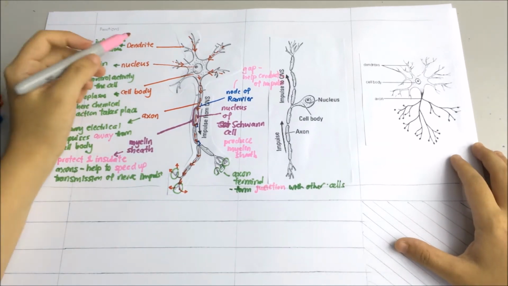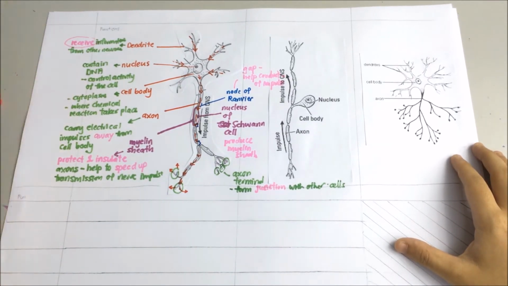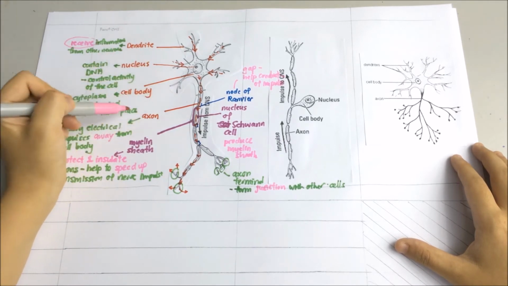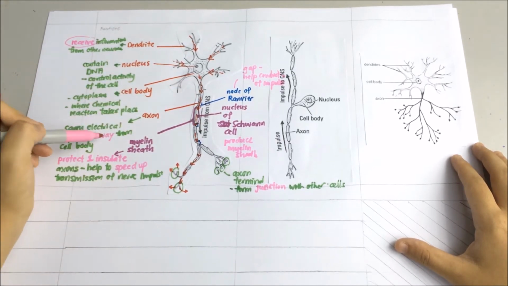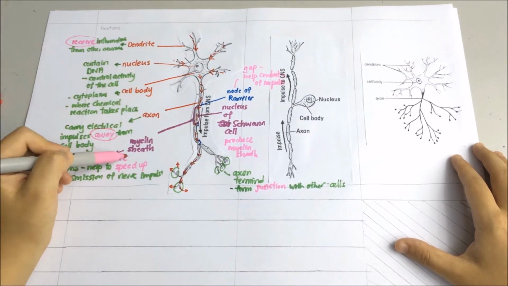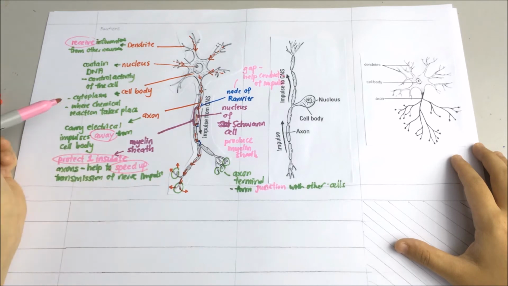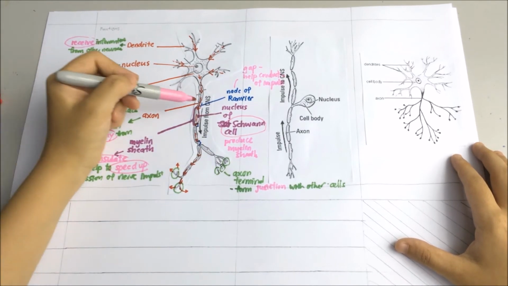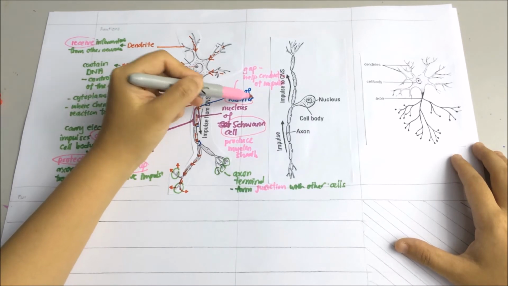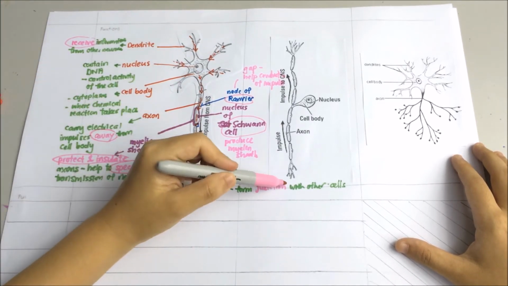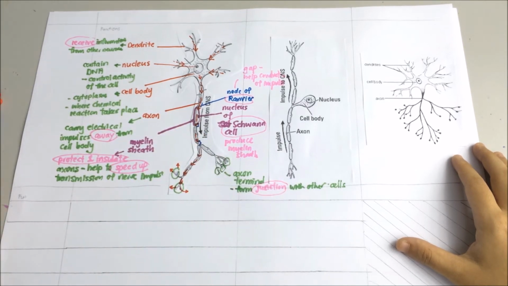So remember, a typical neuron has distinct parts, which are the dendrites, the cell body, the axon that carries the impulses away, which is also surrounded by the myelin sheath produced by Schwann cells, and the gaps known as nodes of Ranvier, and also the synaptic terminus.